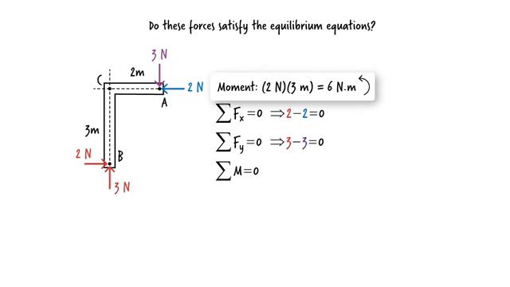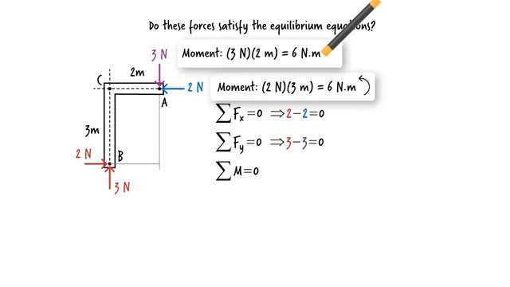The 3 Newton force has this line of action. The distance between point B and the line is 2 meters. Thus, the moment of the force about point B is 3 newtons times 2 meters, or 6 Newton meters. This moment is acting in the clockwise direction. Thus, we have 2 non-zero moments about point B. One is acting in the clockwise direction, and another is acting in the opposite direction.